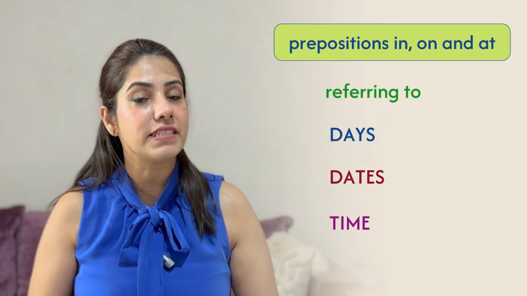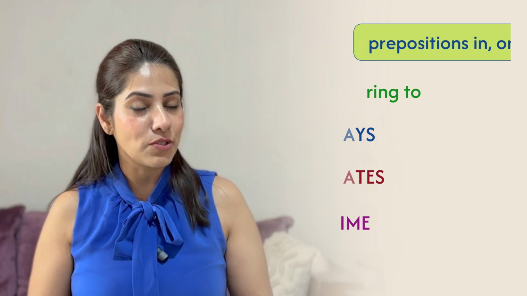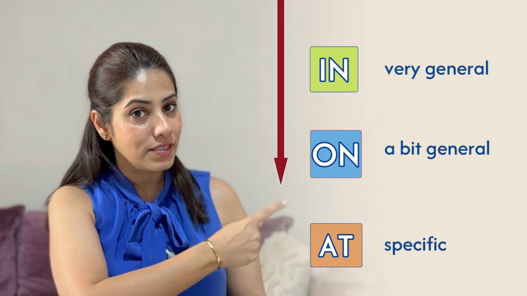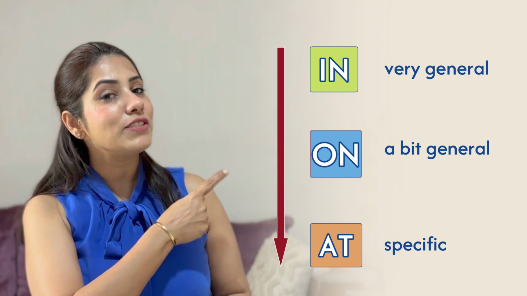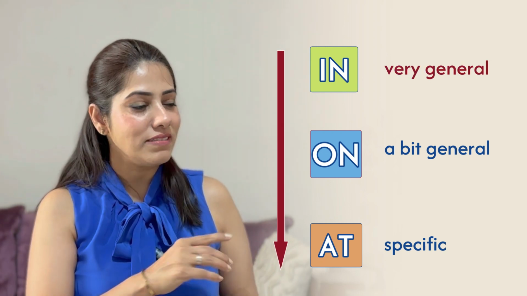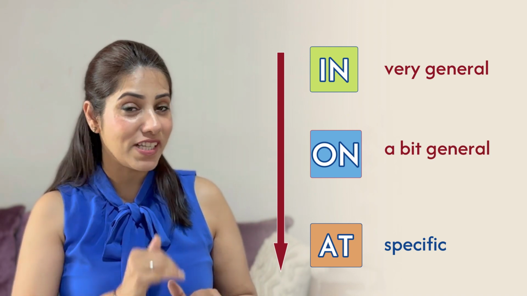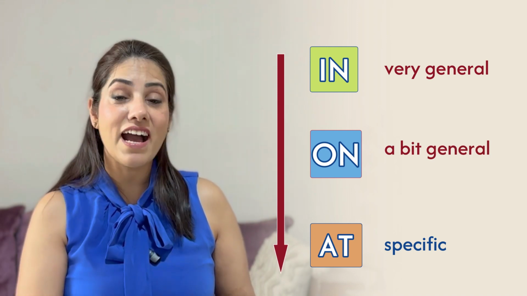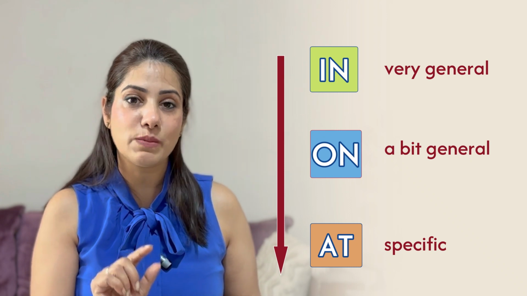Prepositions in, on, at are commonly used for referring to days, dates and time. Consider the use of in, on, at from general to specific. In is to be used for very general time frames, on somewhere between general and specific, and at for exact and specific time frames. Let's begin with the usage of preposition in.